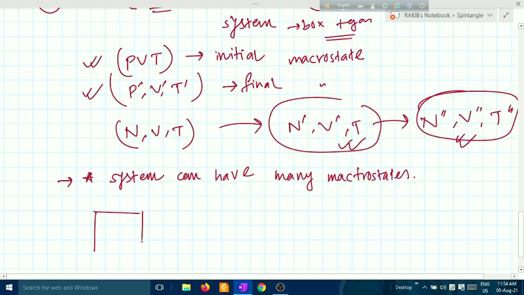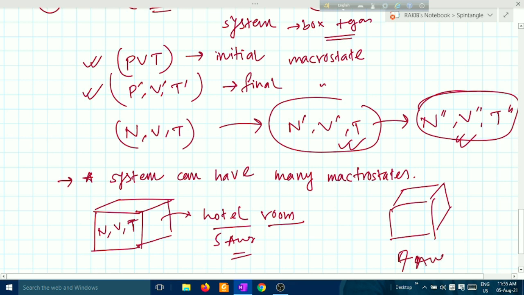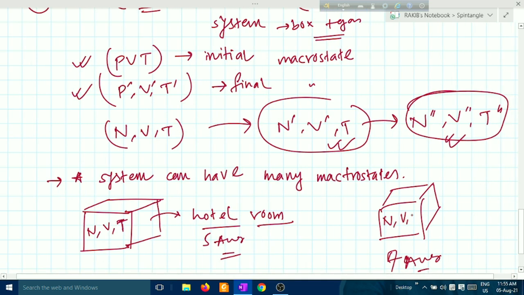Let me take another example. Say this is a hotel room. The room remains unchanged, but say it is maintained at pressure, volume, temperature, or number of particles, NVT, at something, and someday, say on 5th August, and the room will be changed on 7th August. On 7th August, what will be NVT? NVT will be different. That will become N prime, V prime, and T prime.